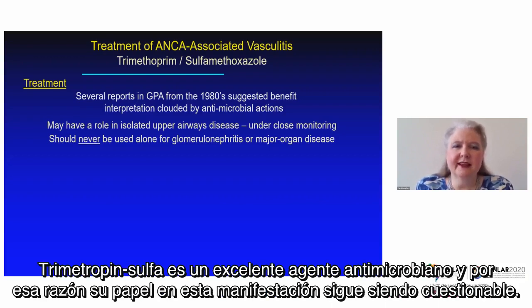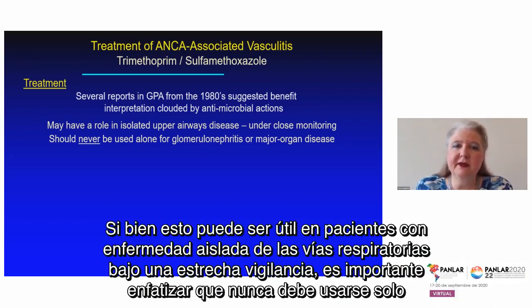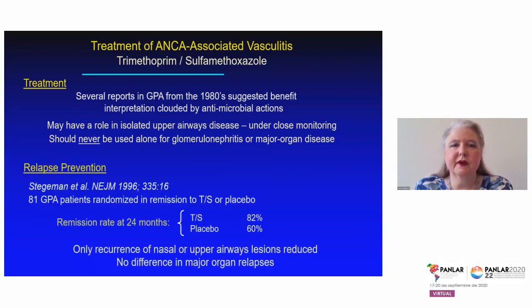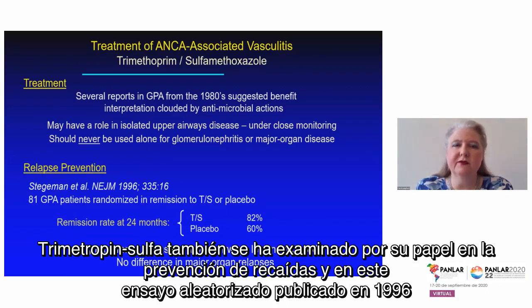Trimethoprim sulfa is an excellent antimicrobial agent, and for that reason, its role in this manifestation has remained questionable. While this may be of utility in patients with isolated airways disease, under close monitoring, it is important to emphasize that this should never be used alone for treatment of more severe manifestations, such as glomerulonephritis or other major organ disease.